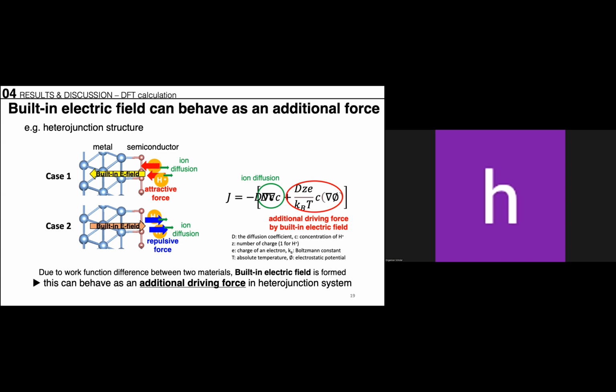But in a heterojunction structure, a built-in electric field can be formed at the interface between semiconductor and metal. For example, in case one, if the built-in electric field points to the left, hydrogen ions can be attracted by the built-in electric field. In case two, the built-in electric field is in the positive x direction, and then it can behave as a repulsive force. So in this equation, this term is for ion diffusion, and this new term considers the additional driving force by the built-in electric field. We will use this equation to consider ion diffusion efficiency.